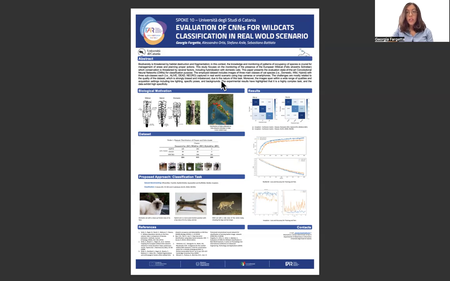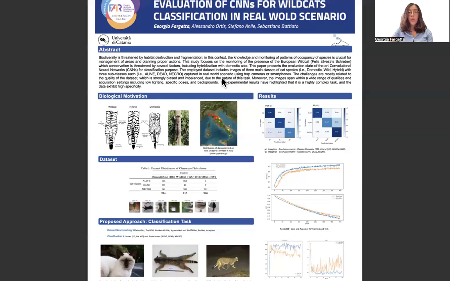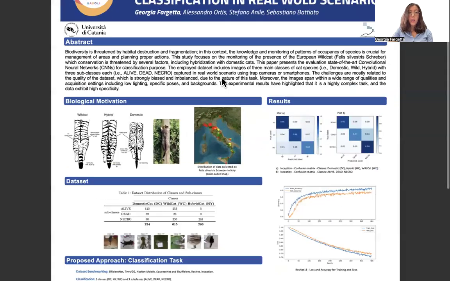This work is in collaboration with Professor Alessandro Ortis, Professor Stefano Anile, who is a biologist, and Professor Sebastiano Battiato. In particular, in this work, we focused on different perspectives: the biological motivation and the computer science results.